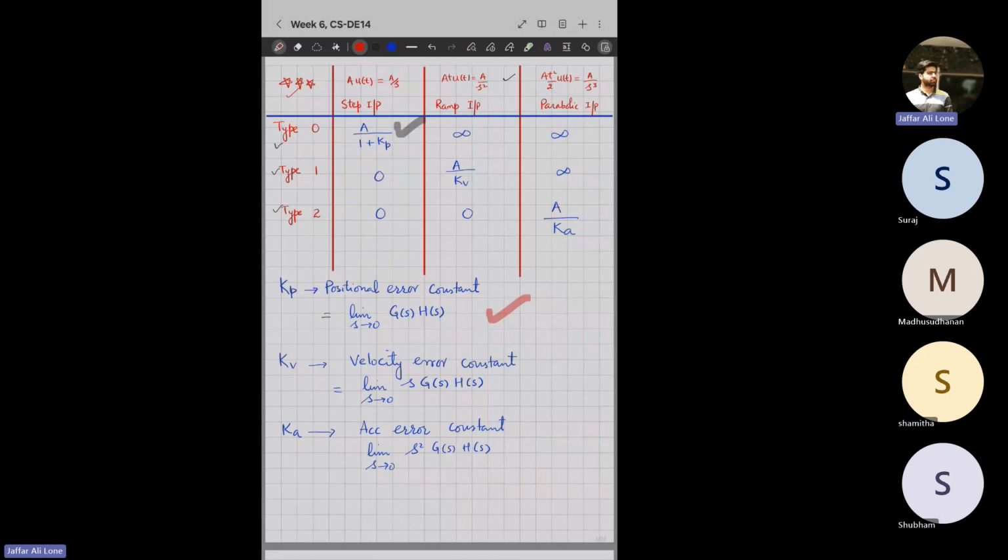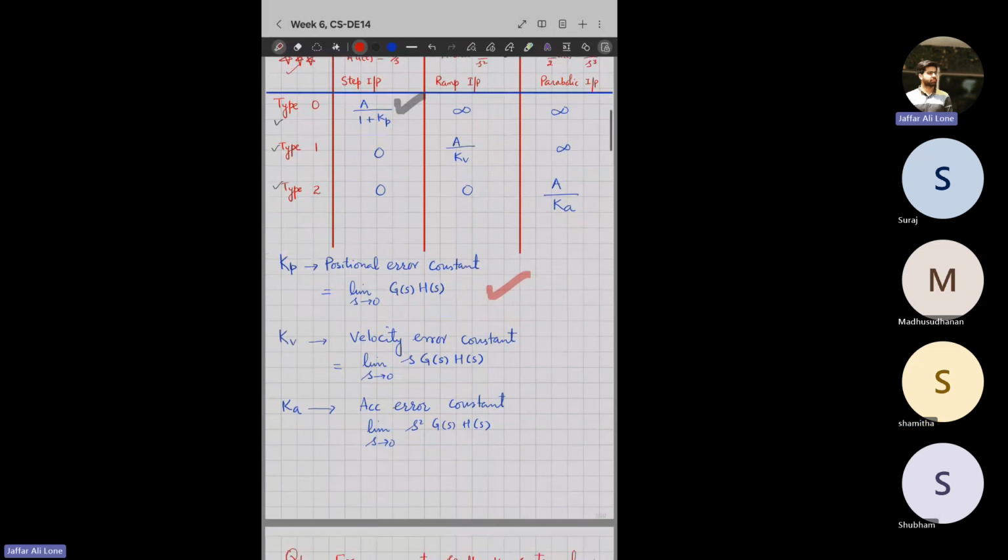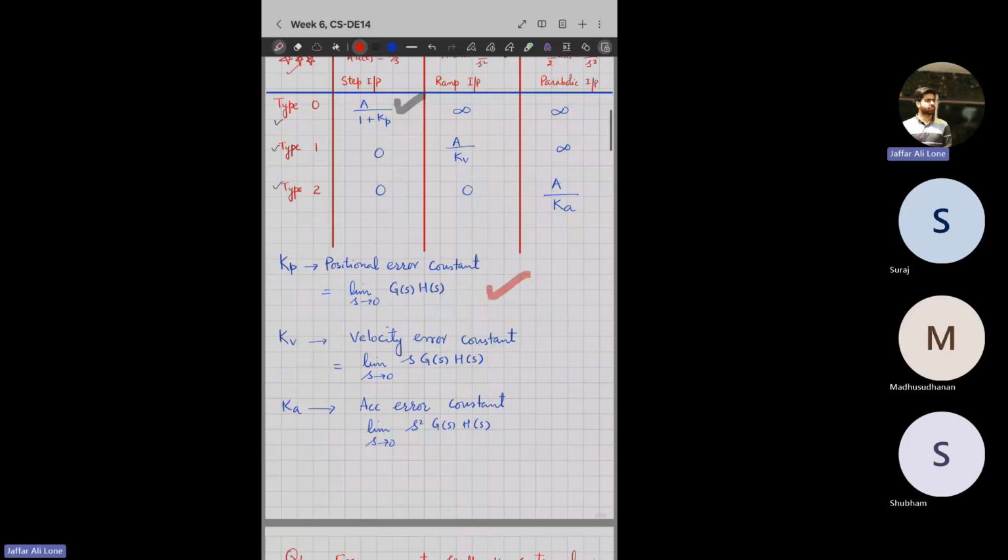Unable to see your screen, sir. Is it with anybody else as well? Can anybody confirm? Suraj, it's visible to Suraj. Is it visible to Shubham as well? You can just exit the meeting and join again. Maybe it's a network issue or something.